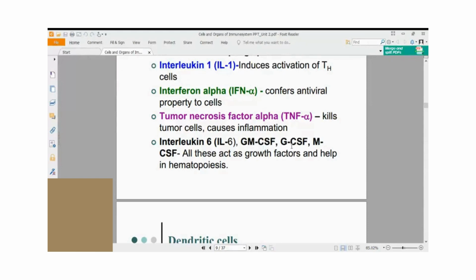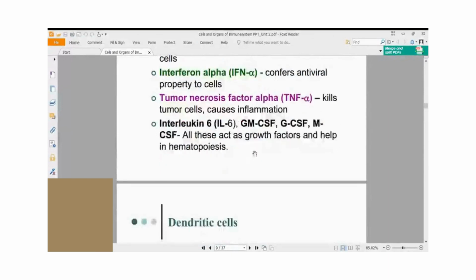Then another cytokine is called granulocyte colony stimulating factor, responsible for all the types of granulocytes, including NK cell production. Then comes a monocyte-alone colony stimulating factor. The monocyte colony stimulating factor increases the population of monocytes. So these growth factors are secreted by the macrophage when it is activated.